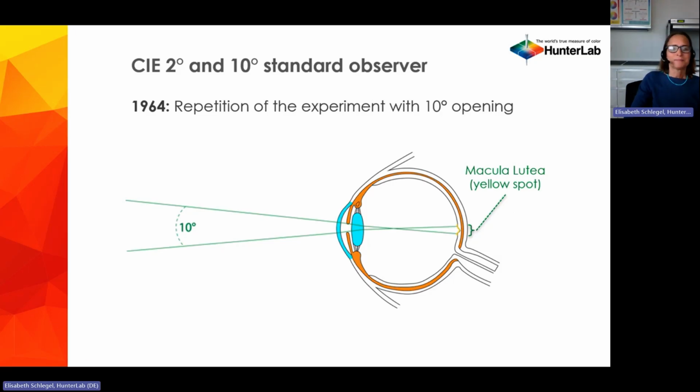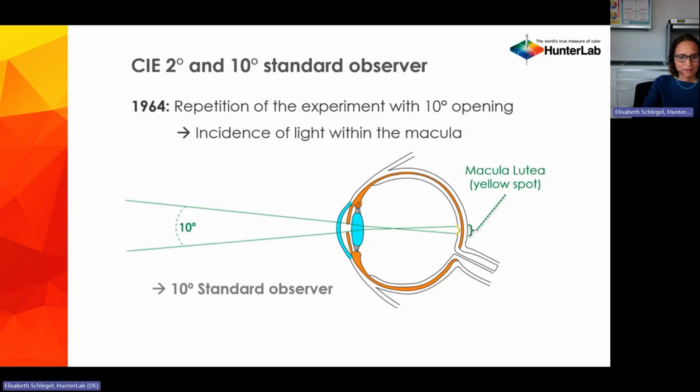No, it's okay. You can select that, for example, for traffic signs, one still uses the 2-degree opening as they are far away, and thus the 2-degree really reflects that position. But normally one is using the 10-degree angle nowadays. That repetition of this experiment was done in 1964. And you can see, that's now the 10-degree standard observer.